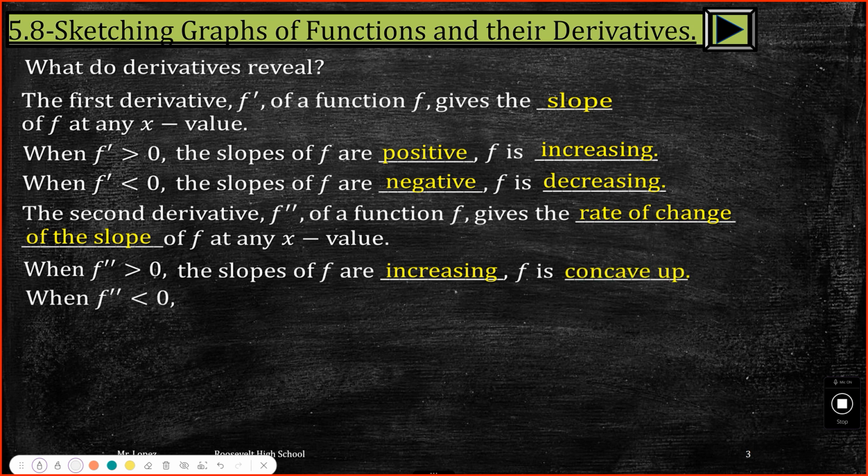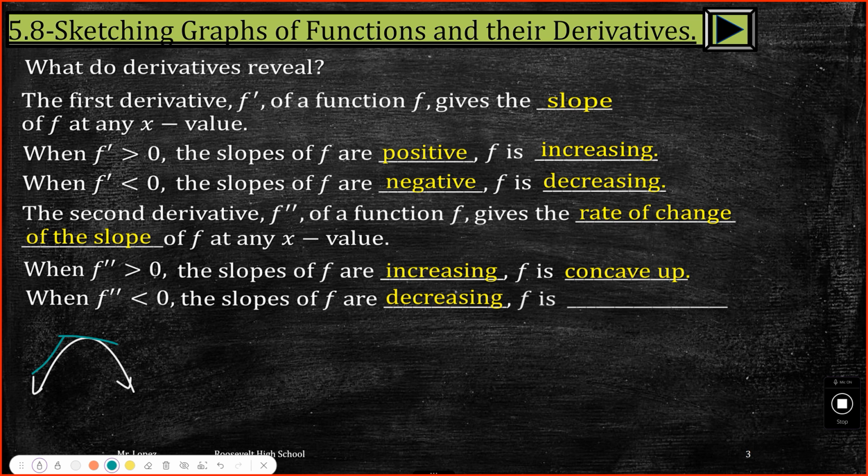When f double prime is less than 0, that's concave down, and the slopes are decreasing. The slopes of f are decreasing. F is concave down.